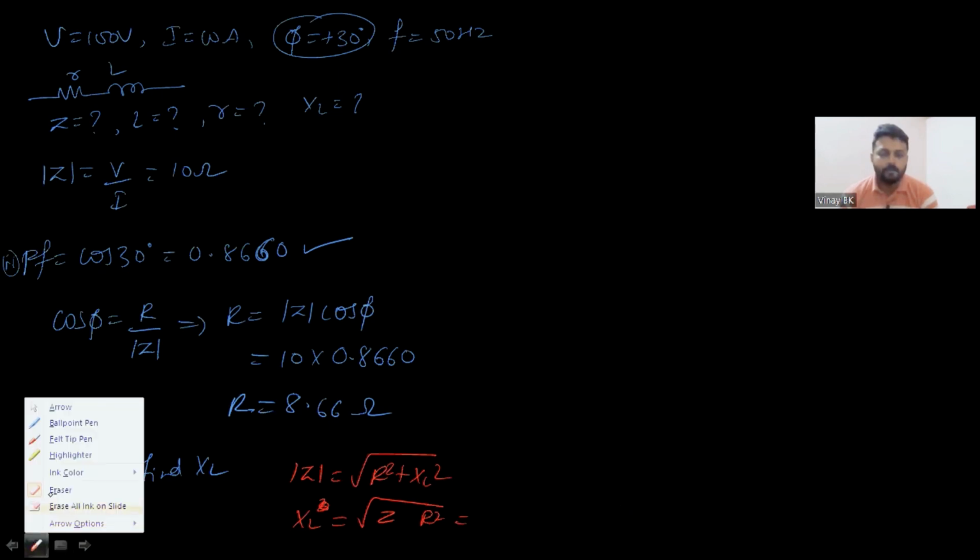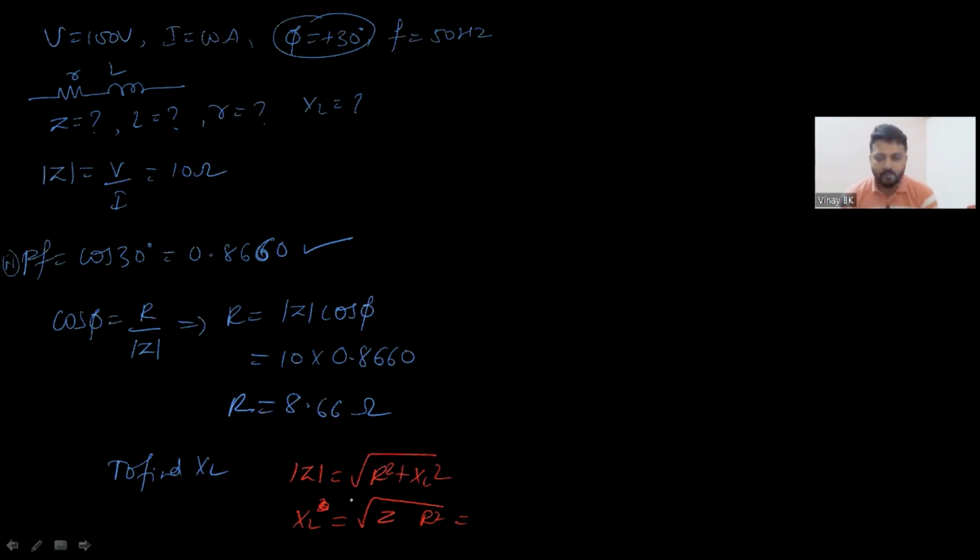So XL you can write. XL is square root of Z square minus R square, square root of 10 square minus 8.660 square. So how much you'll get? 10 square minus that, square root of that. So you can get 5 ohm. XL is 5 ohm. So R you are getting now, XL you are getting, Z you are getting. These are the parameters.